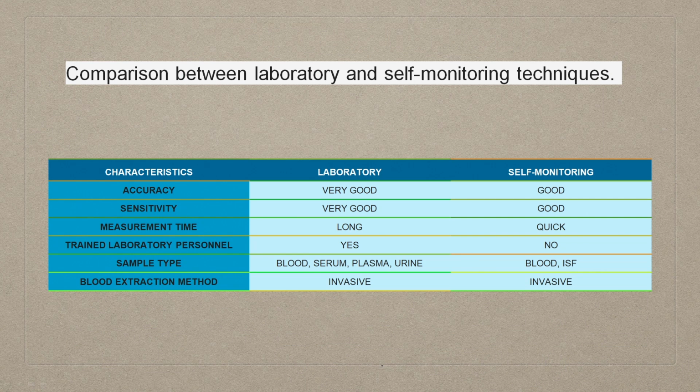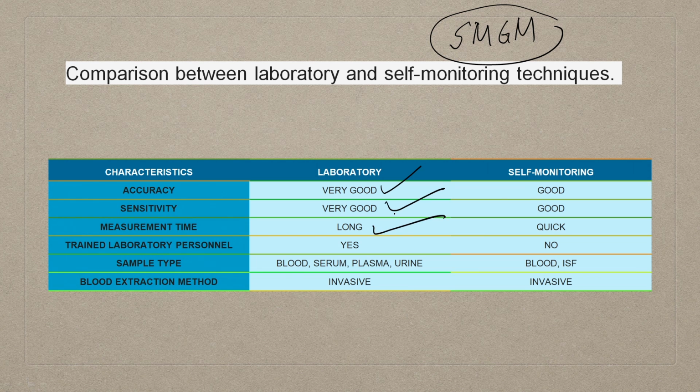So, comparison between laboratory and self monitoring techniques. We talk about self monitoring glucose level. Laboratories are exceptionally good, sensitivity is exceptionally good, measurement time is slightly longer, a trained laboratory person is needed, sample type is blood, plasma, serum, urine, and the blood extraction method is invasive.